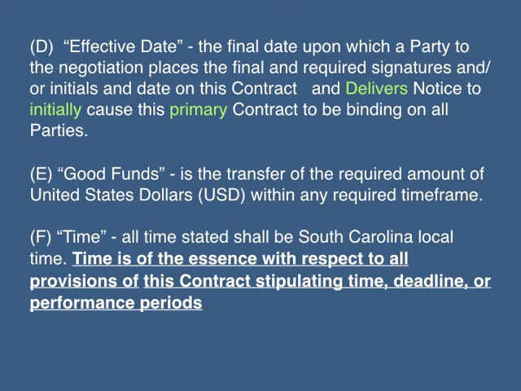We continue on with the definitions. Effective date is the final date upon which a party to the negotiation places the final and required signatures and/or initials and date on this contract and delivers notice to initially cause this primary contract to be binding on all parties. I just want to emphasize that effective date means that the contract has been signed and initialed everywhere by everybody and delivered to cause this primary contract to be binding on all parties.